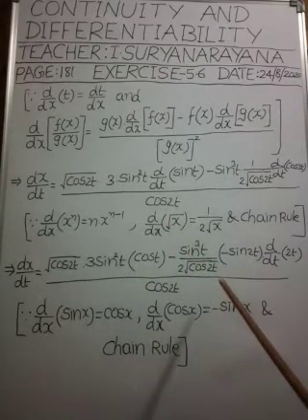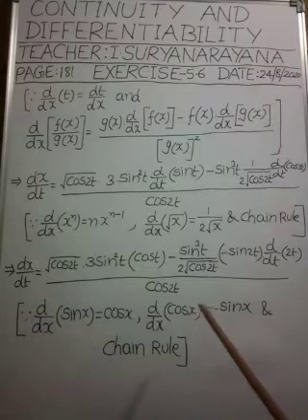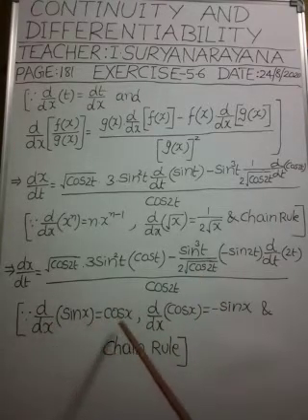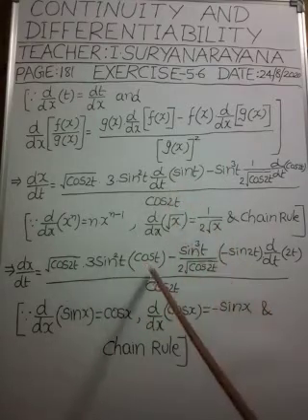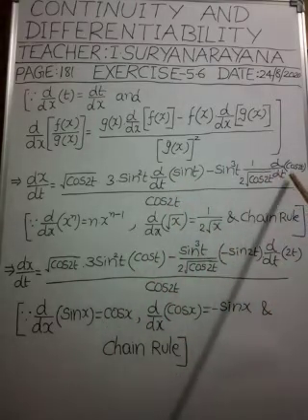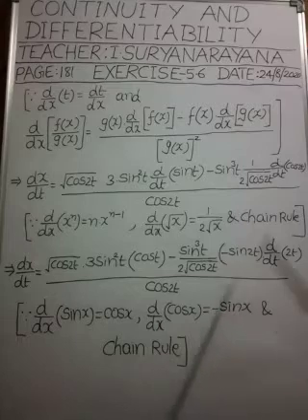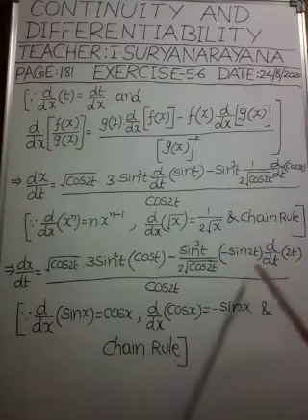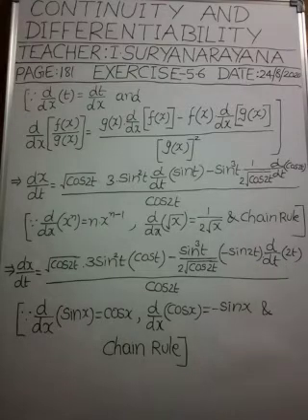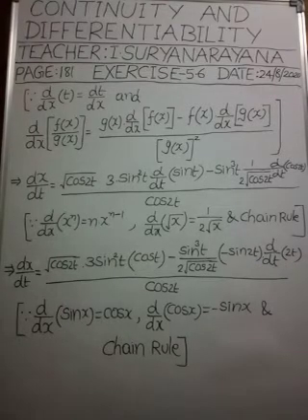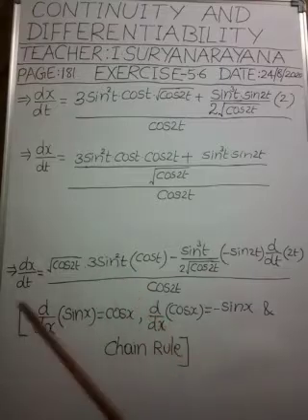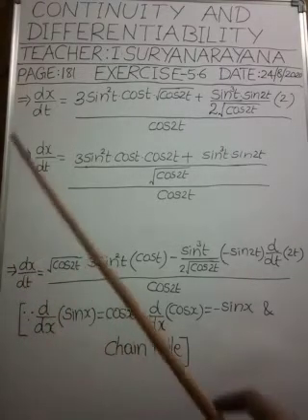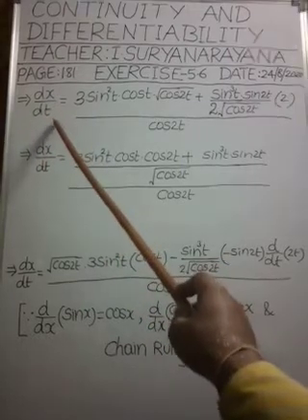Understood, my children? What are the formulas we used here in this step? d by dx of sin x is equal to cos x here for this part, and d by dx of cos x is equal to minus sin x formula we used here, and chain rule also. Understood? In LHS dx by dt is there. I wrote dx by dt as it is in LHS.